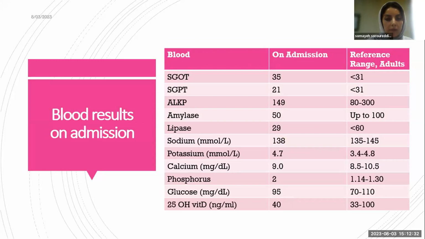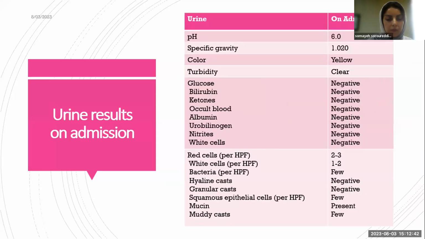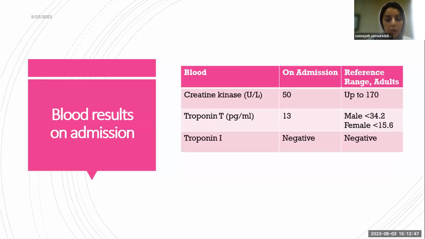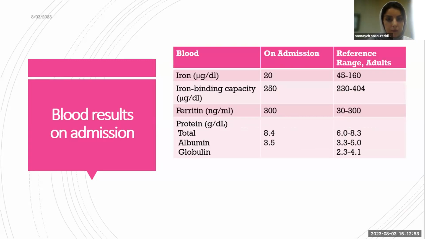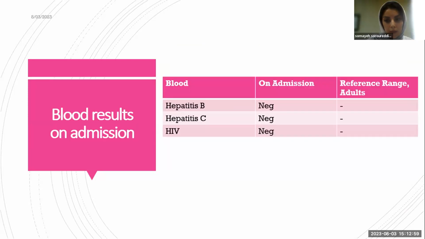SGOT 35, SGPT 21, alkaline phosphatase 149, amylase 50, lipase 29, and the remainder of the lab data were normal. Urine analysis was normal. Troponin was negative. PT, PTT and INR were all in normal range. Iron binding capacity, ferritin, total creatinine, albumin were all normal. Viral markers were negative.